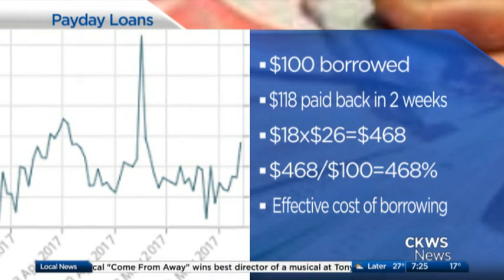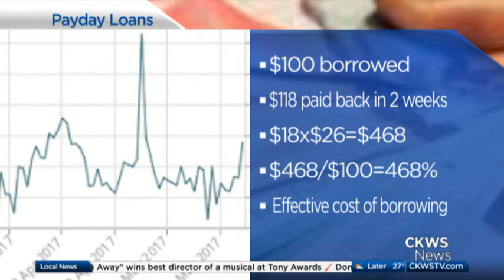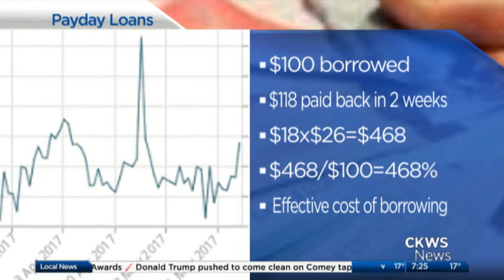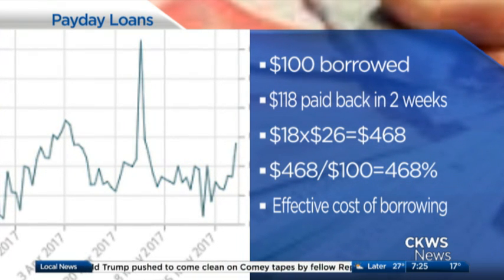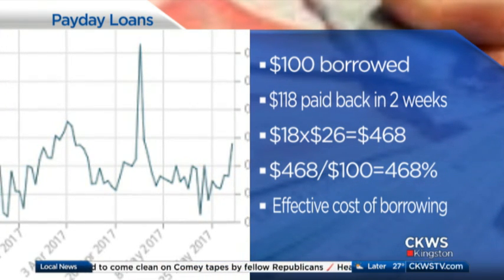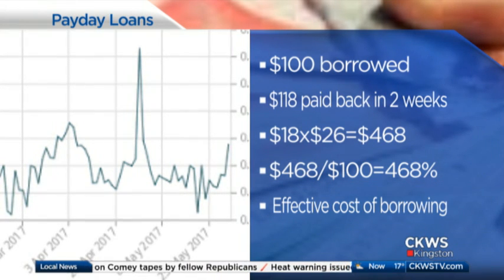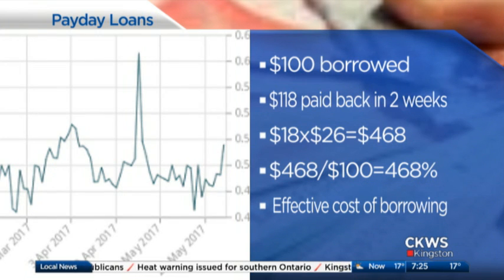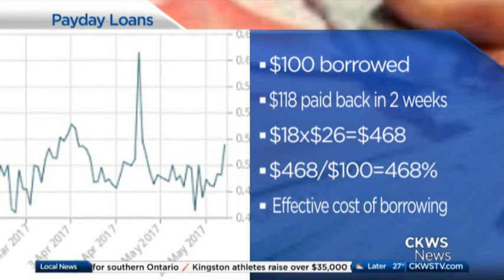If you borrow $100, now the maximum under the Payday Loan Act that any payday loan company can charge is $18 during that 2-week period. So $18 to borrow $100 for 2 weeks. Not a lot of cash, right? But when you work out what that really costs you, and you have to annualize this, bottom line is that it's 468% is the interest rate.